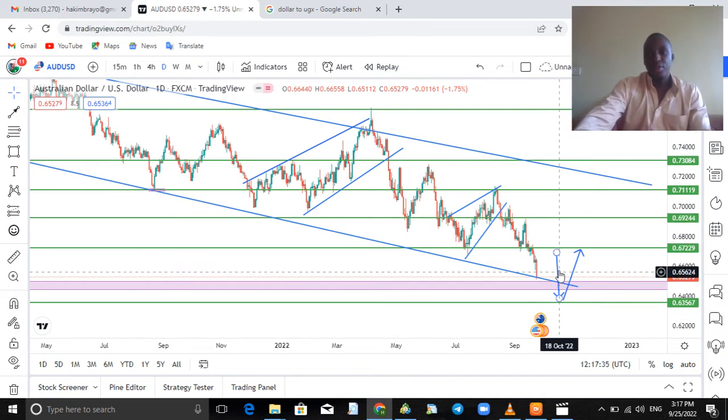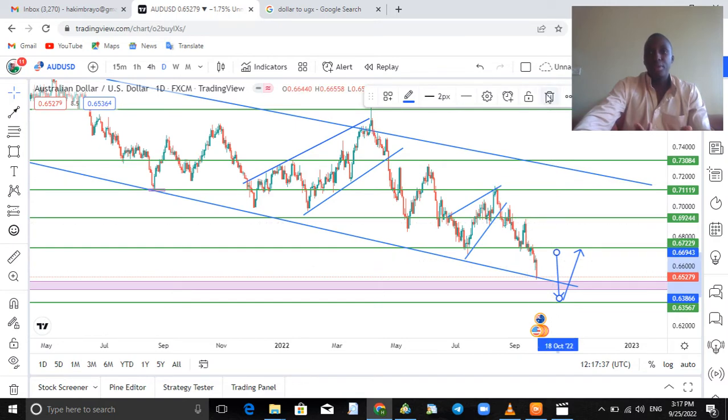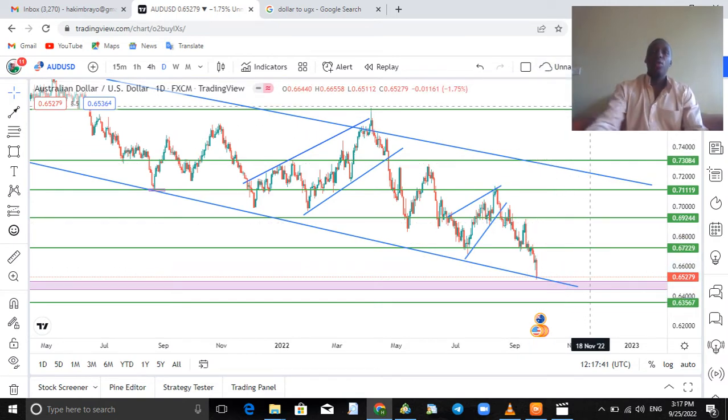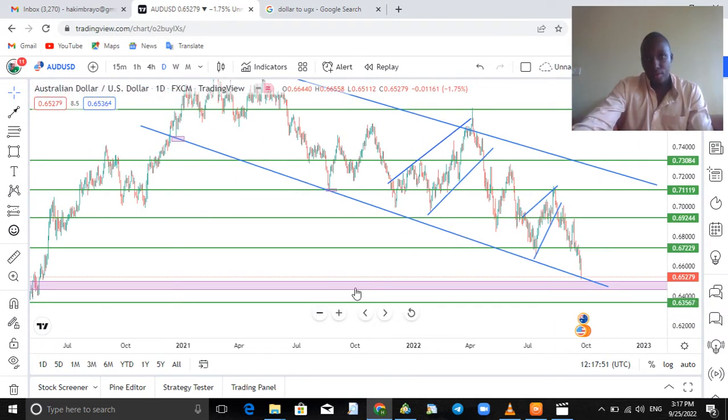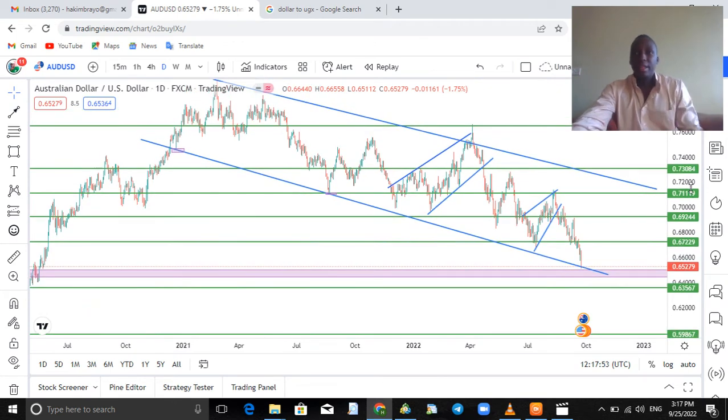So that means whenever you're waiting for a little bit of pullback, you must be conscious with your entries, or you must put your stop losses in the right place, because you don't know where the market is going to reverse from. Now for AUDUSD, we can see that we have spotted our third touch.